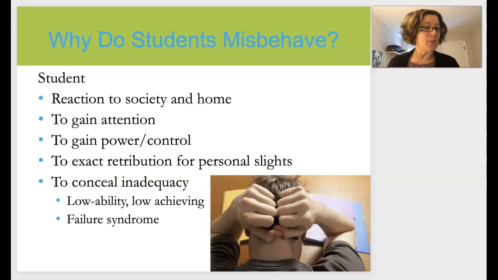So let's look a little bit at why students misbehave. These are a few ideas. There's probably more out there, but this will get us rolling down this idea of thinking about, from a psychology point of view, why are they misbehaving? So basically, it's a reaction to society. It could be a reaction in society to home.